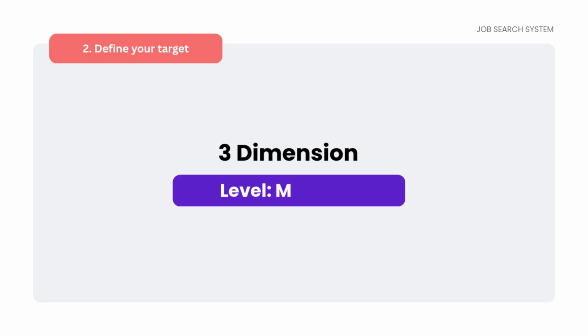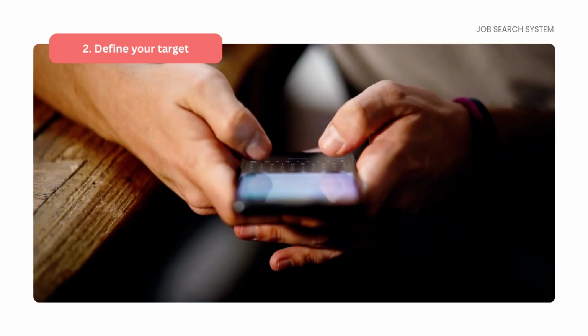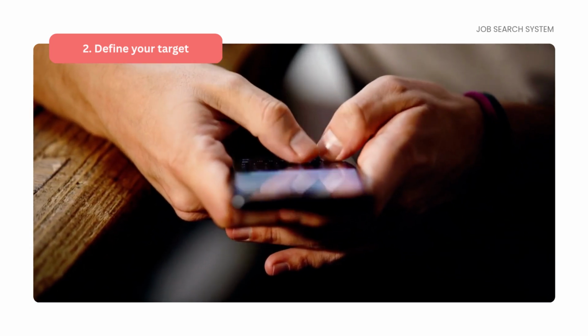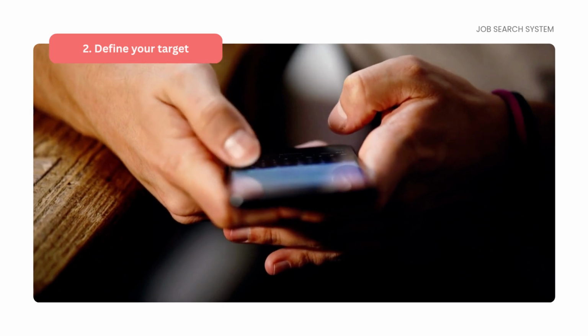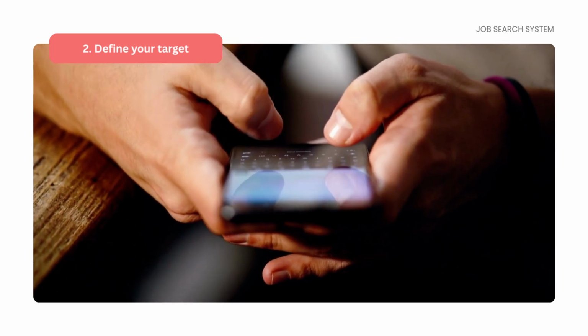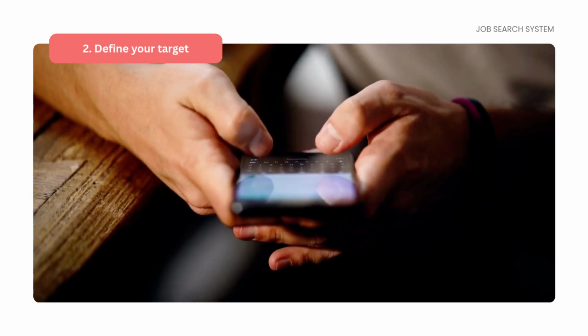Second, what level are you ready for? Junior, mid-level, senior, or lead? And third, what type of environment suits you? Fully remote, hybrid, or relocation-based? When you know exactly what kind of job you are targeting, every application becomes intentional. You'll write better cover letters, tailor your CV easily. You will stop chasing every opportunity and start aligning with the right ones. This clarity is what separates the random job seekers from the strategic ones.